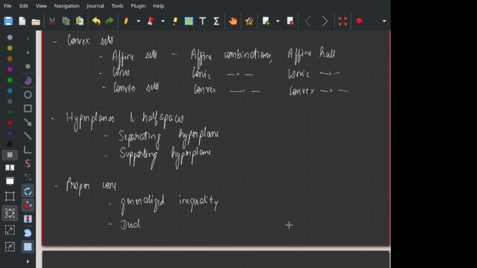And for a given proper cone, you can also define a dual cone. In fact, for any given cone, you can define a dual cone. But the dual of a proper cone is also a proper cone, and therefore corresponding to a generalized inequality defined by one proper cone, you can also define a dual generalized inequality corresponding to the dual cone. Right? So this is just a brief summary of what we saw before. All of these convex sets give us a theory of the kind of constraints that we're going to impose on our convex optimization problems.